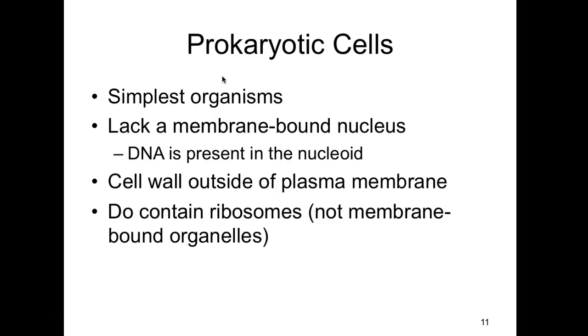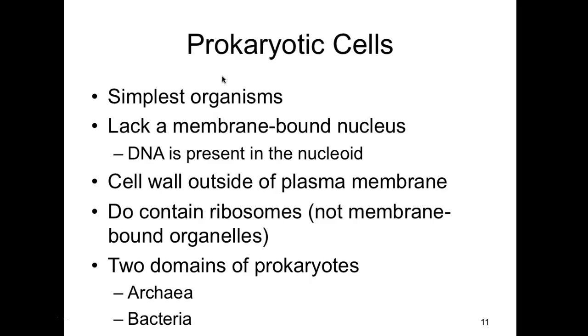They do contain ribosomes. And the reason they contain ribosomes is because ribosomes are not membrane-bound organelles. Ribosomes are important because they are going to manufacture proteins. Remember that ribosomes are RNA subunits that come together, and RNA itself is a nucleic acid. So that's why all cells, whether prokaryote or eukaryote, are going to contain ribosomes.